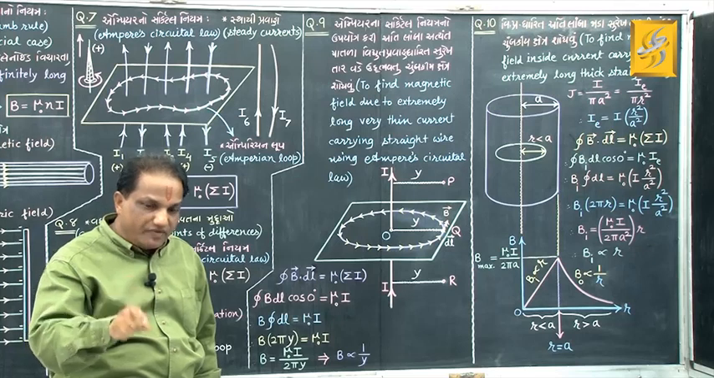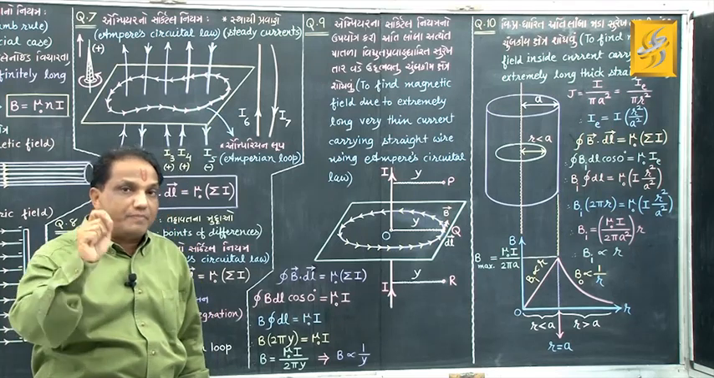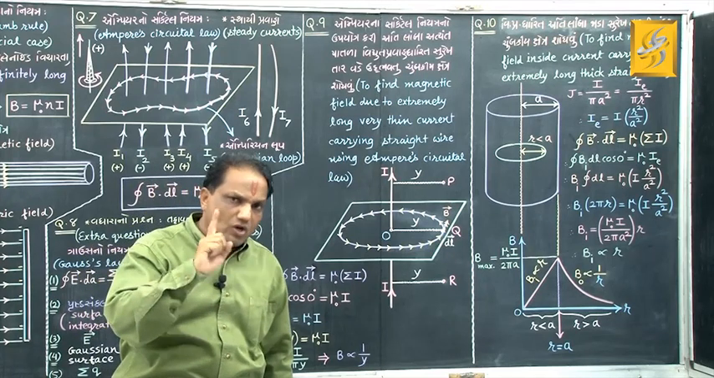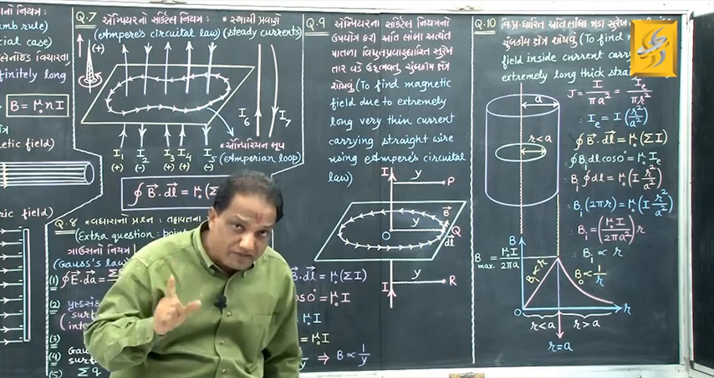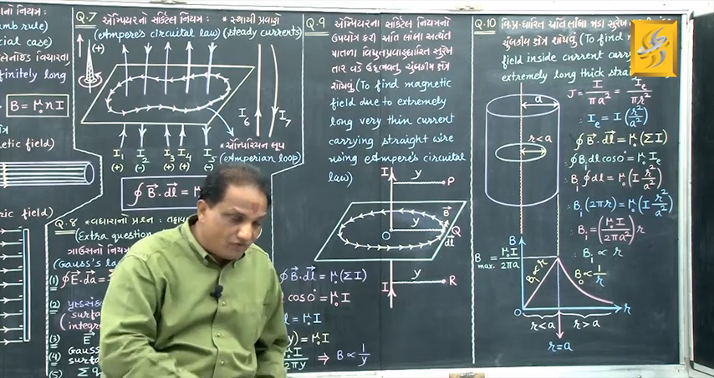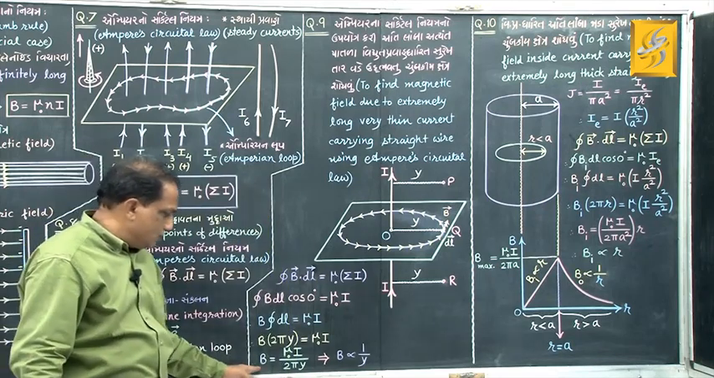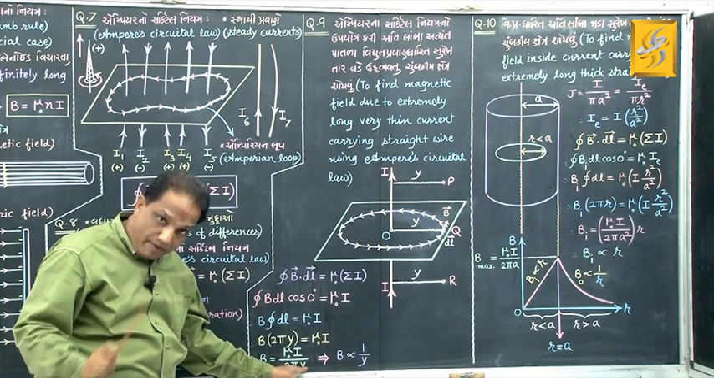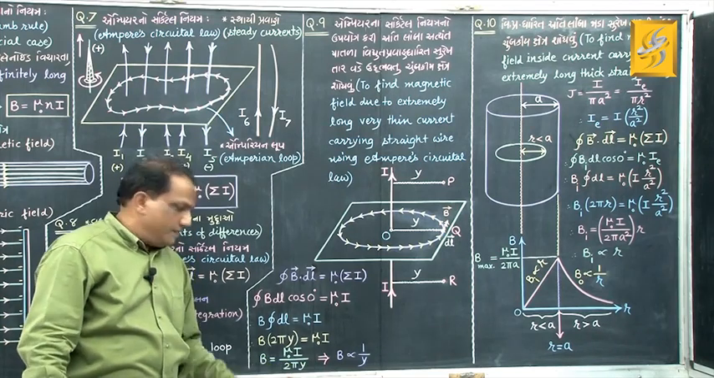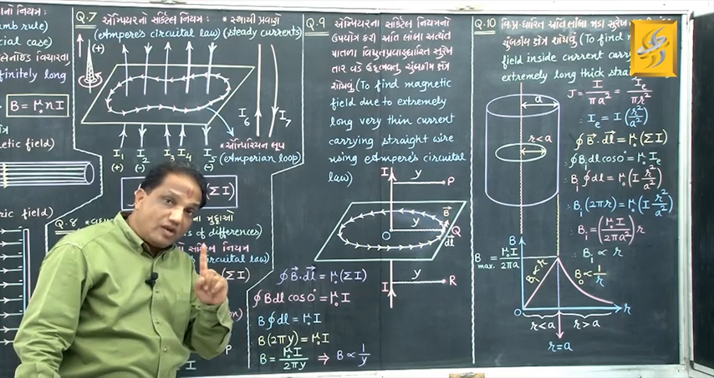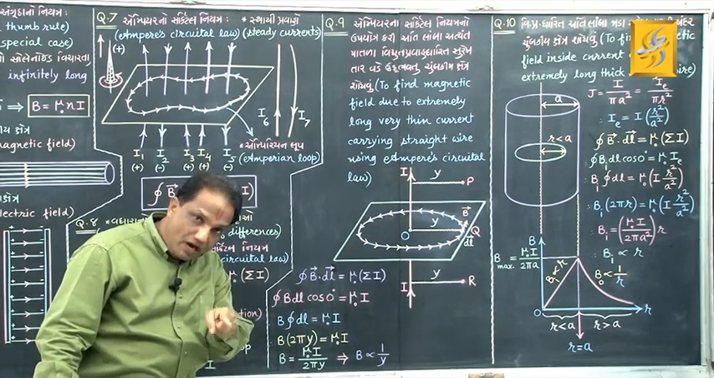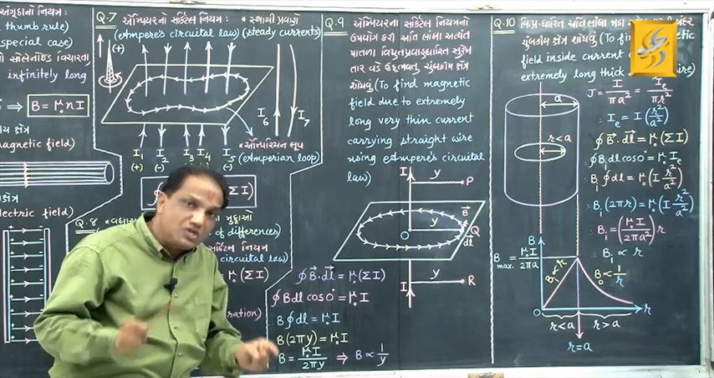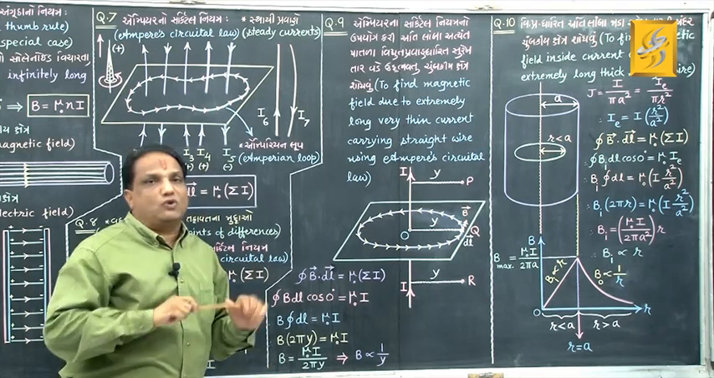Using Biot-Savart law, we had obtained the magnetic field at some perpendicular distance y from an extremely thin, extremely long current carrying straight wire. Remember that result? That result was B equals mu 0 I upon 2 pi y. Remember this result? Fine. But the derivation was very long at that time. Now the same formula we will obtain through a very short derivation using Ampere's circuital law.